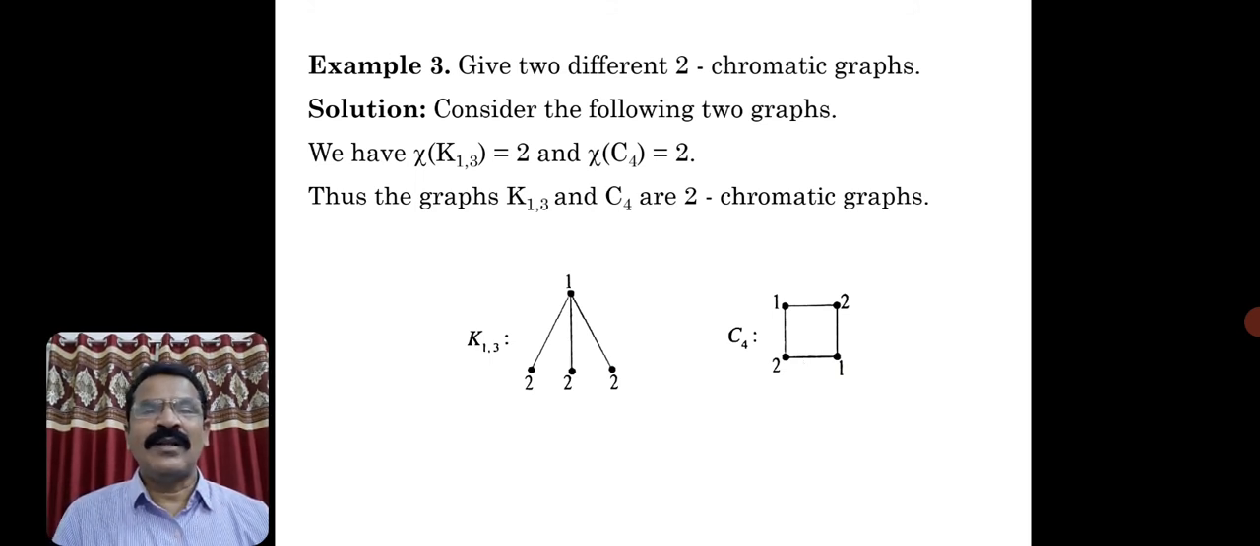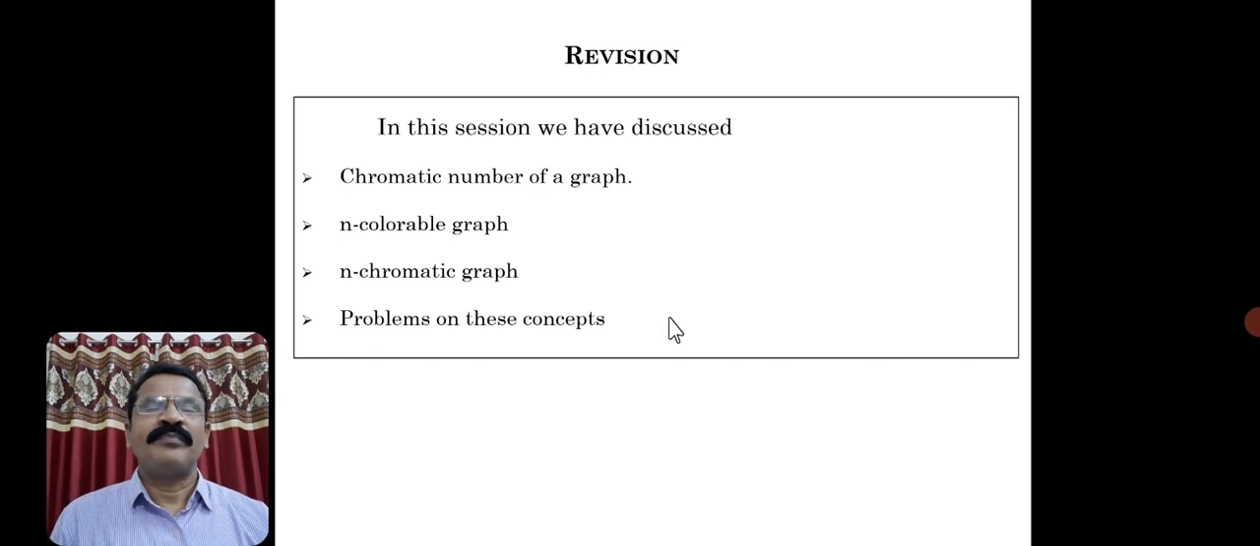A cycle is not always 2 colorable, or you cannot always say 3. It is changing, so you have to generalize. What would be the chromatic number of a cycle, for an odd cycle and for an even cycle? Is it possible to generalize? Similarly, for the complete bipartite graph also. So we took 2-3 examples in this session.